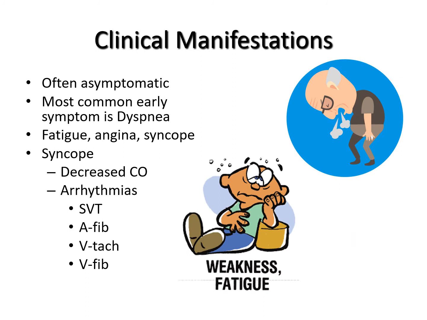Often, the patient with hypertrophic cardiomyopathy is asymptomatic. The most common early symptom is dyspnea. They can also have fatigue, angina, and syncope.